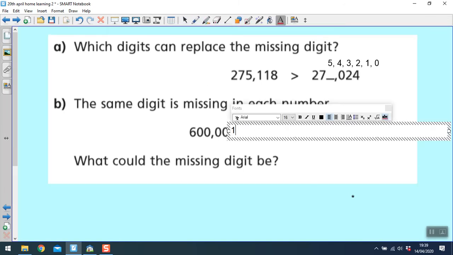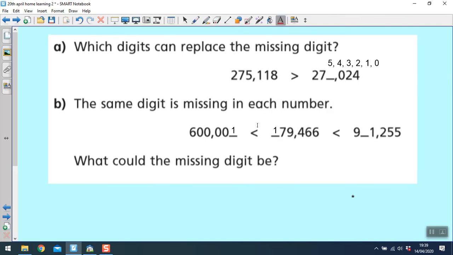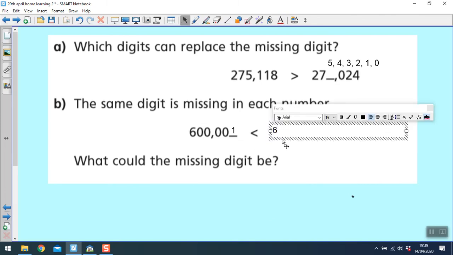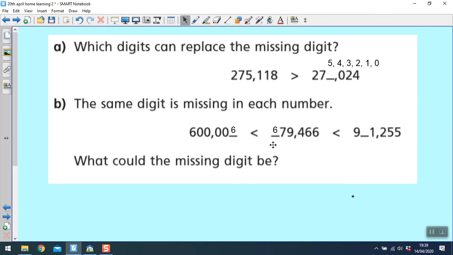Okay, I know this can't be a 1, because if I have a 1 there, that's not going to work. This number is not going to be bigger than this number, so I can't have a 1. If I put a 6 there, and a 6 there, does that work? 679,466 is bigger than 600,006. Yes, that would work. Could I have a 6 here then? 961,255. Yes, that's definitely bigger. So I could have a 6.